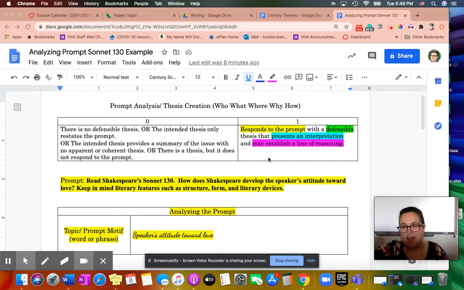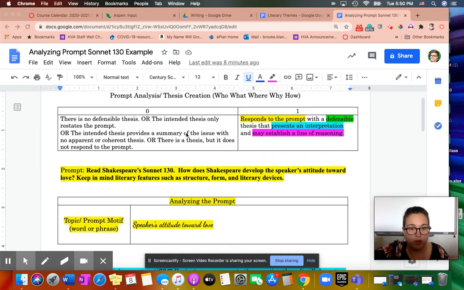This one is actually getting more into your sophistication point, which we'll talk about later. So these first three, the yellow, green, and blue, are the most important. This one I'm also going to talk about because that's towards getting to those super advanced higher scores. So to not get this point means you don't have a defensible thesis, like there's no thesis there. The thesis only restates the prompt, without actually providing an interpretation. It is just a summary, or it doesn't respond to the prompt at all.